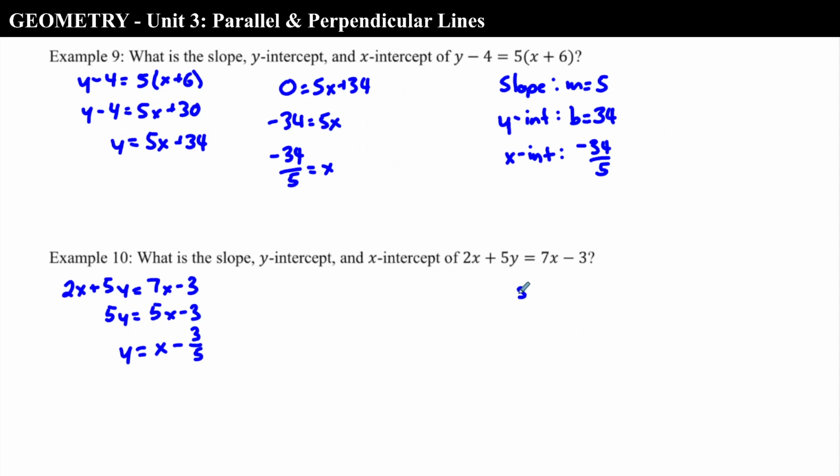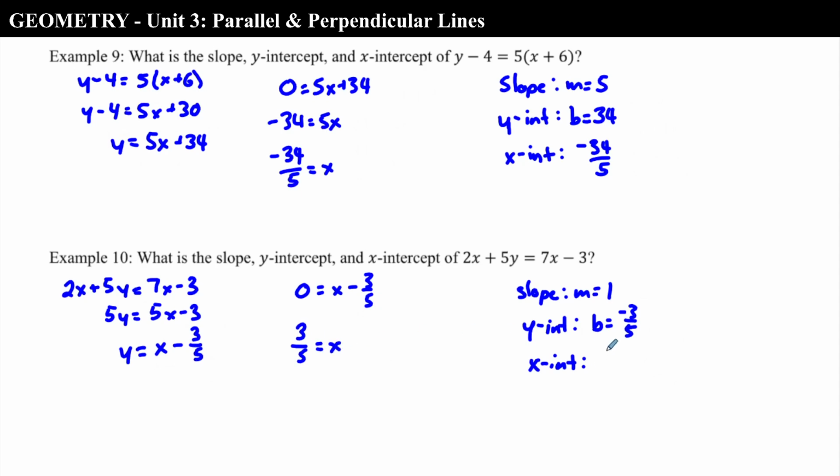So our slope is 1. Our y-intercept is -3/5. So now we want to find the x-intercept. Again, setting y equal to 0, we get x minus 3/5. Add 3/5 to each side, and we get our x-intercept, which is 3/5.